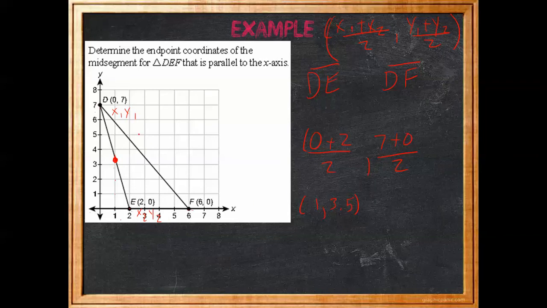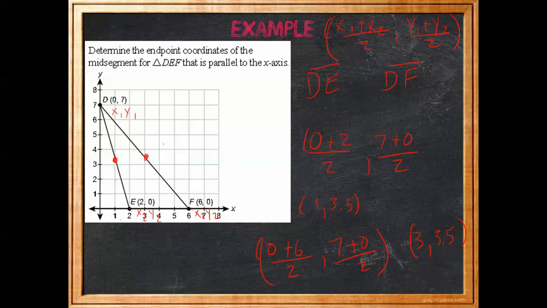To find the other endpoint, we'll leave this as x1, y1 and label this x2, y2. x1 is 0 plus x2, which is 6, divided by 2, and then 7 plus 0 divided by 2. 0 plus 6 is 6, and 6 divided by 2 is 3. And 7 over 2, we already figured, was 3.5. So the midsegment for these two lines goes to 3, 3.5.